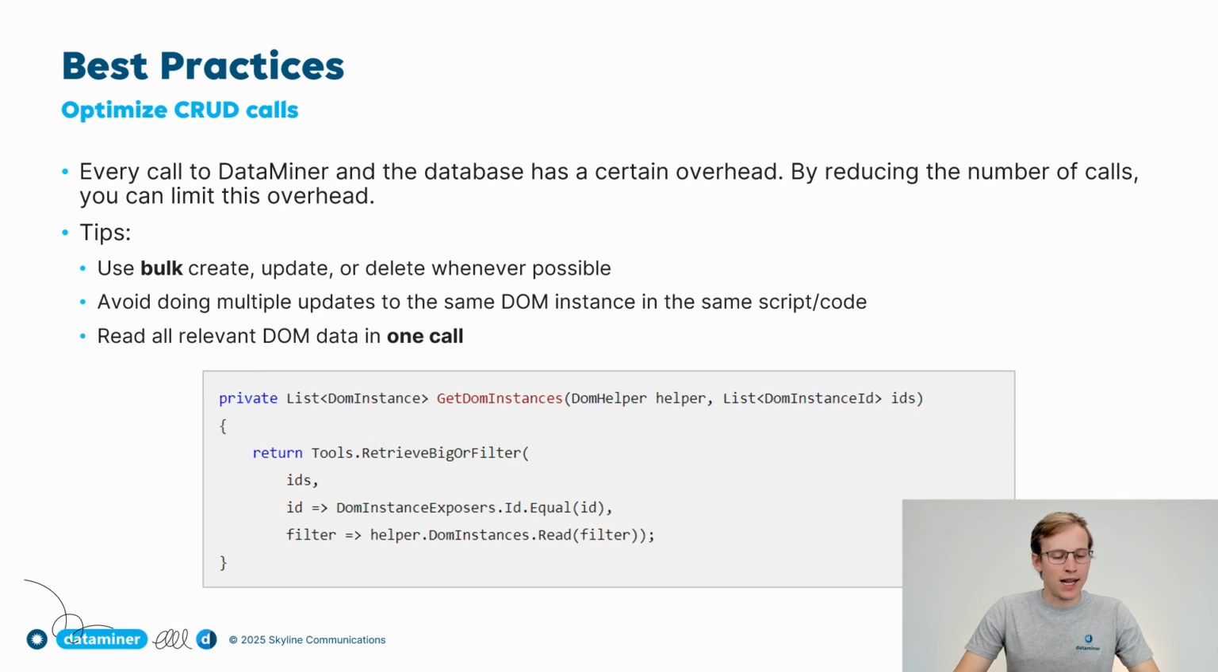We actually have a handy tool available called retrieve big OR filter. So you have tools.retrieve big OR filter. It's part of our SLNet types API. There you can define a list of IDs, and then you can choose how to create a filter for each ID and pass it along to the read methods of your helper. That's a much more performant way of retrieving instances.